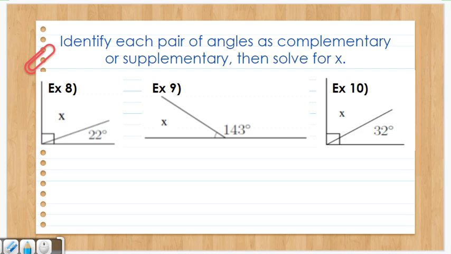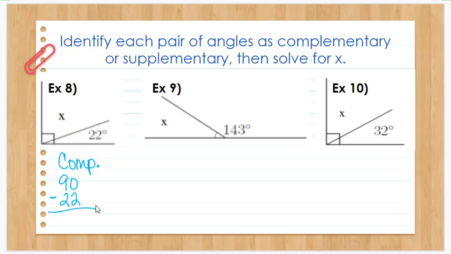So for this one, we see that we have the box here in the corner, which tells us that these are complementary. And I'm going to abbreviate, I'm just going to put comp, short for complementary. And since we know that these two together are going to equal 90, we can find the missing one by subtracting 22 from 90. And again, you want to make sure that you're checking this with your calculator, which is 68. So x equals 68 degrees.